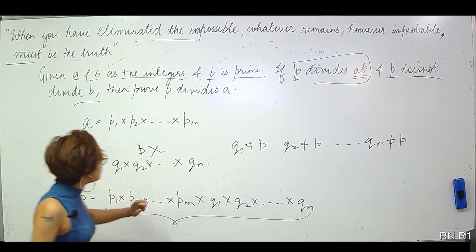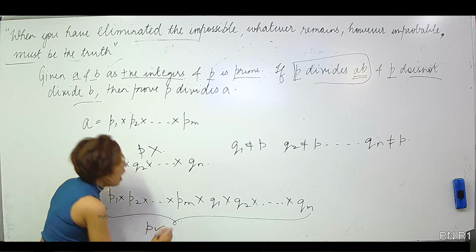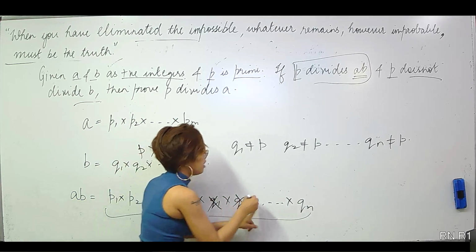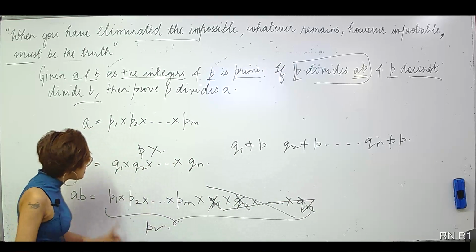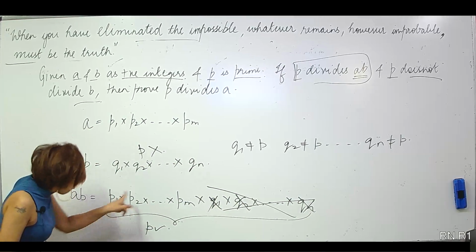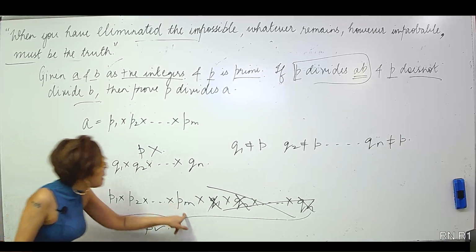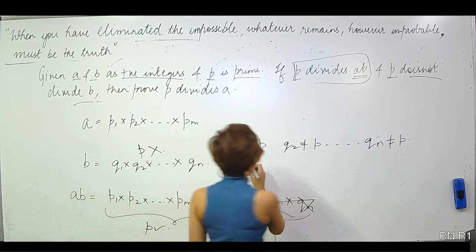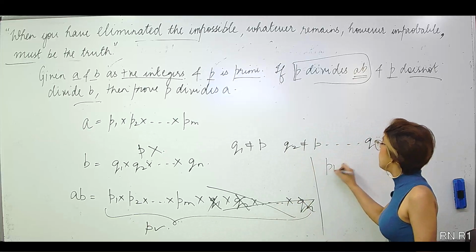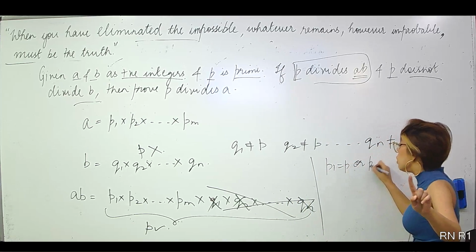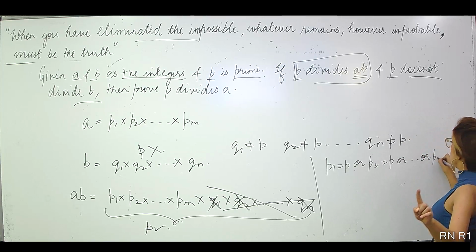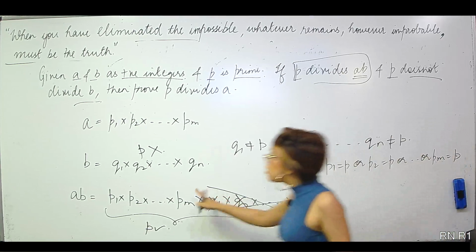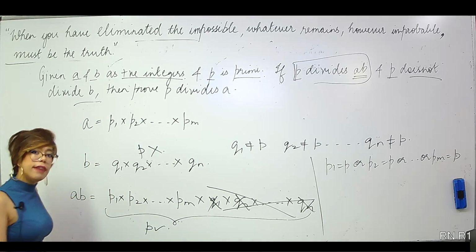Coming back to this, P was supposed to be present here. Now it is not in Q1, not in Q2, and so on, not in Qn. But P is present here. That means either P1 has to be P, or P2 has to be P, or so on, Pm has to be P. So we arrived at this: either P1 is equal to P, or P2 is equal to P, or so on, Pm is equal to P, because P has to be one of these prime factors itself.